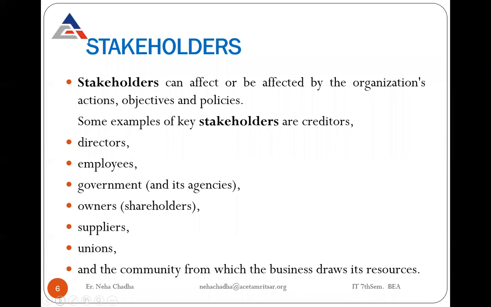Then comes the stakeholders. Stakeholders can affect or be affected by the organization's actions, objectives, and policies. What are the stakeholders? Some of the key stakeholders are creditors. Stakeholder is just a technical term, but all the terms under stakeholders are very familiar to you. First come the directors, then employees, government, owners, suppliers, unions, and the community from which the business draws its resources. These are some key stakeholders. Let's study in detail.